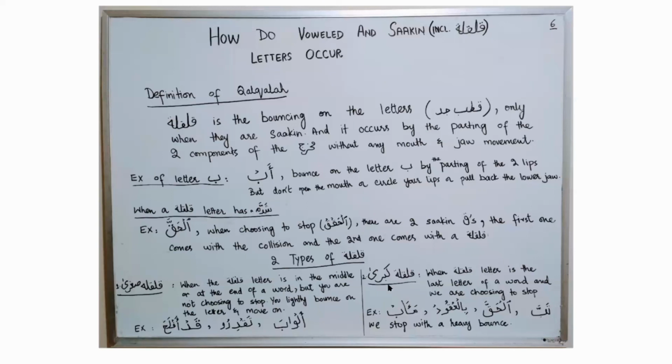The second type is Qalqalah Kubra. In Qalqalah Kubra, the Qalqalah letter is the last letter of the word and we are choosing to stop on that word. So in this case, we stop with a heavy bounce. If we see in these examples, Tab, Al-Haqq, Bil-Uqud, Ma'ab. When you are stopping on a Qalqalah letter and there is a shadda on the Qalqalah letter, the sound is slightly different because the first letter is coming with the collision of the two components and the second letter is coming with Qalqalah.